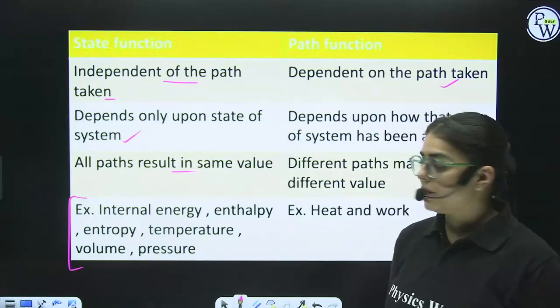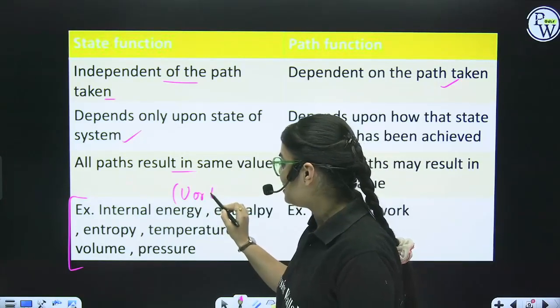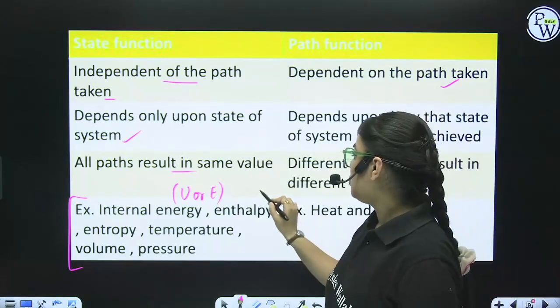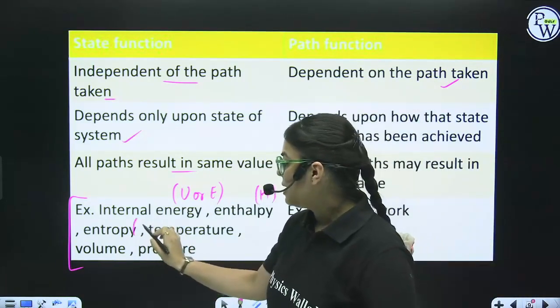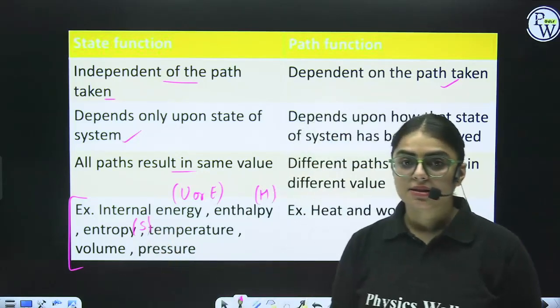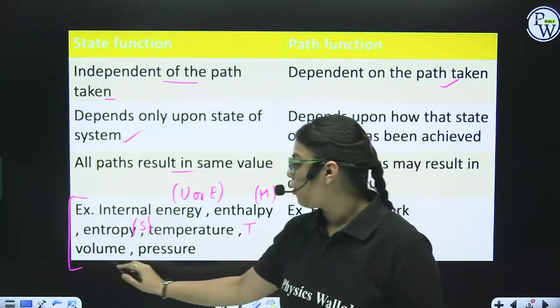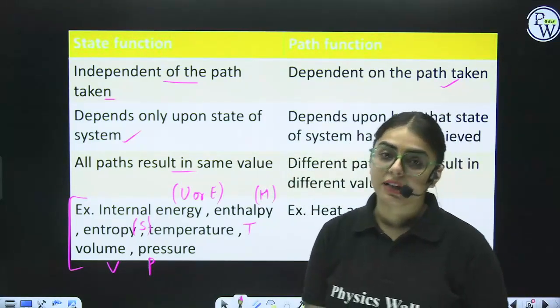Examples of state functions are internal energy, which is represented either by U or by capital E, okay? It is one and the same thing. Then comes the enthalpy, represented by capital H. Then your entropy, represented by capital S. Thermodynamic temperature, that means T. Volume and pressure. All of these terms depend upon the initial and the final position.